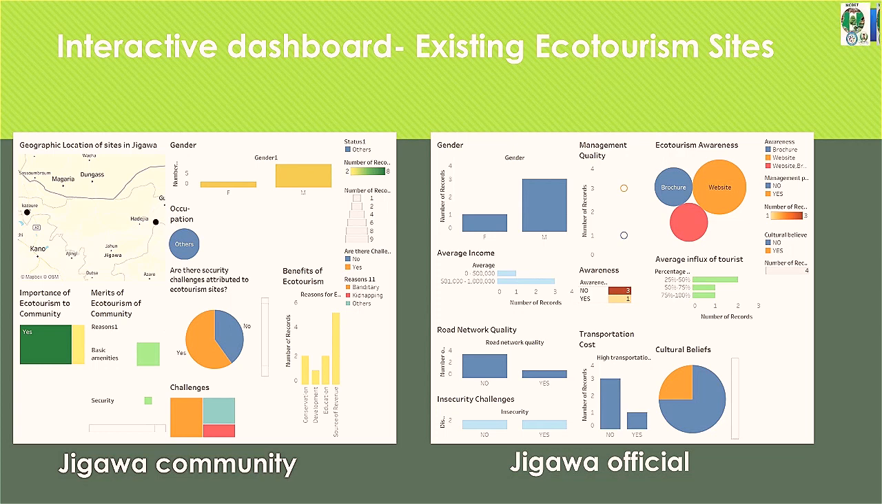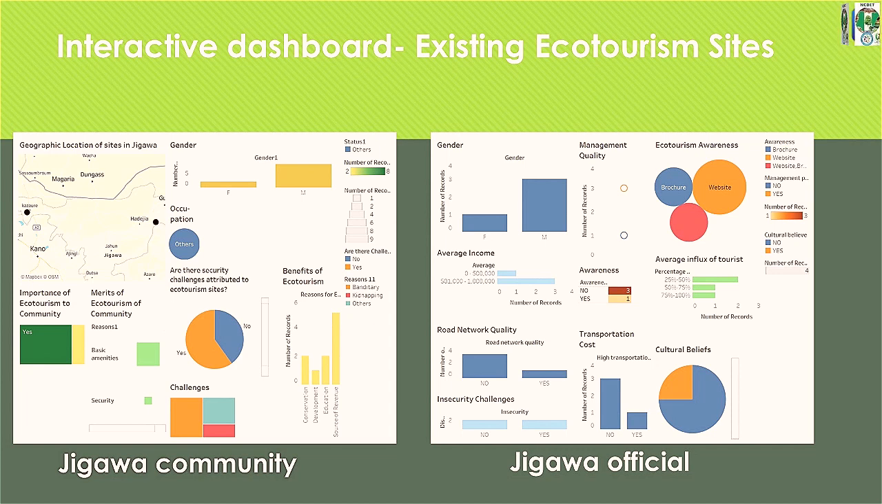Then, 70% attested to the fact that ecotourism is of benefit to their communities, and 60% in Jigawa attested that security challenges are attributed to ecotourism in the state. And some of the ecotourism challenges identified were kidnapping, banditry, among others.